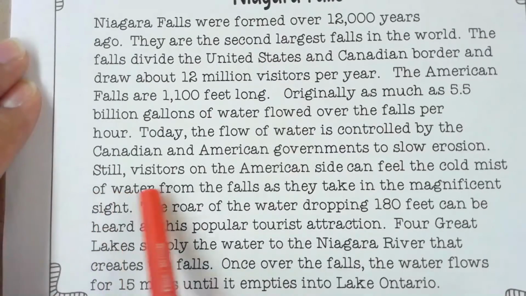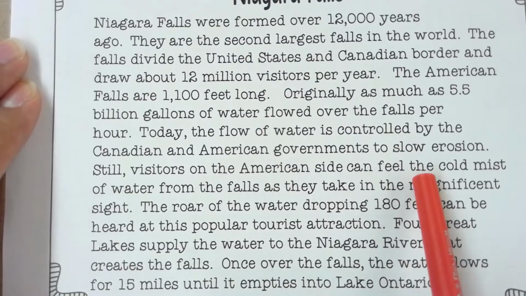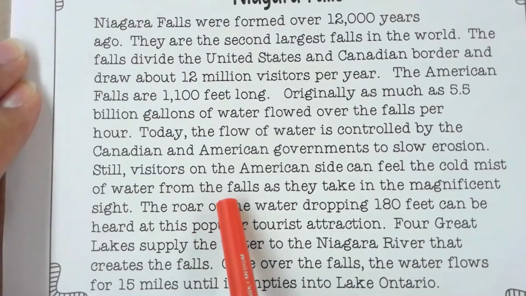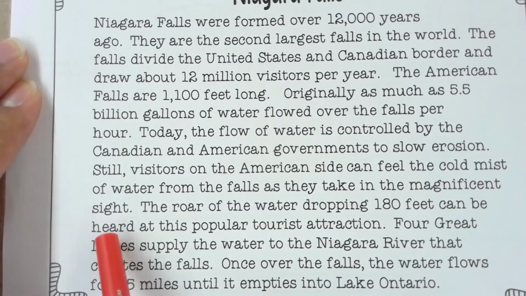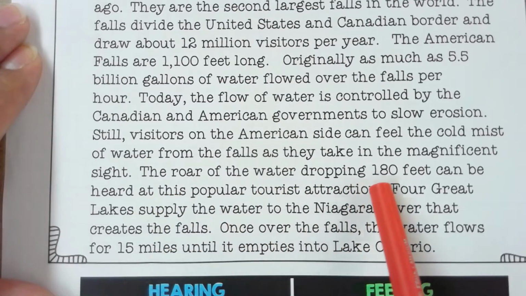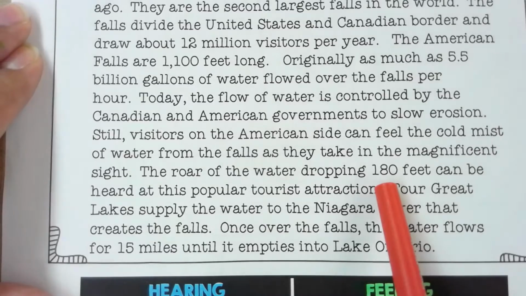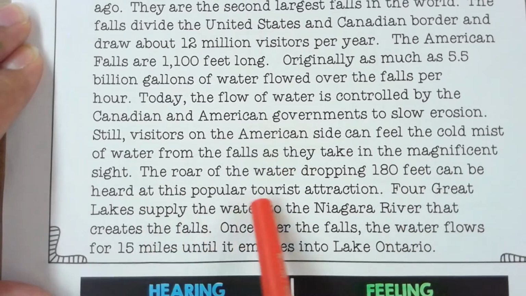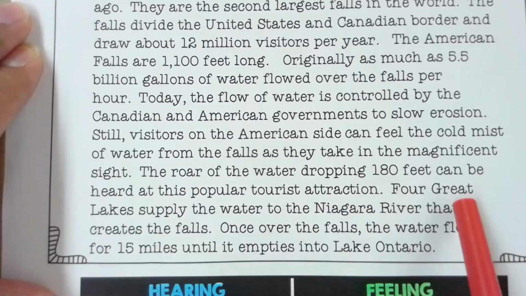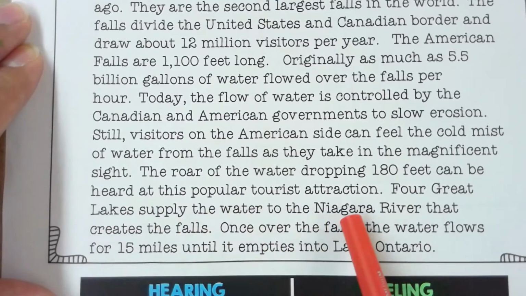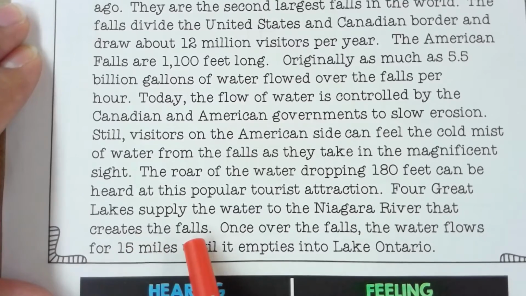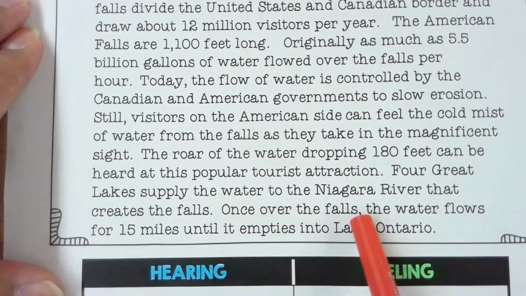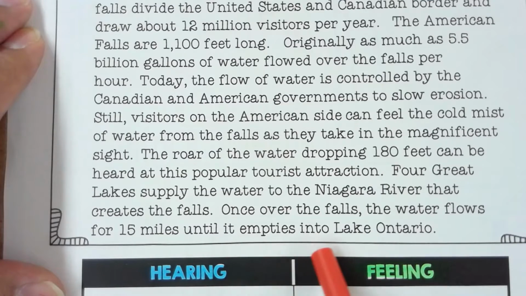Still, visitors on the American side can feel the cold mist of water from the falls as they take in the magnificent sight. The roar of the water dropping 180 feet can be heard at this popular tourist attraction. 4 Great Lakes supply the water to the Niagara River that creates the falls. Once over the falls, the water flows for 15 miles until it empties into Lake Ontario.